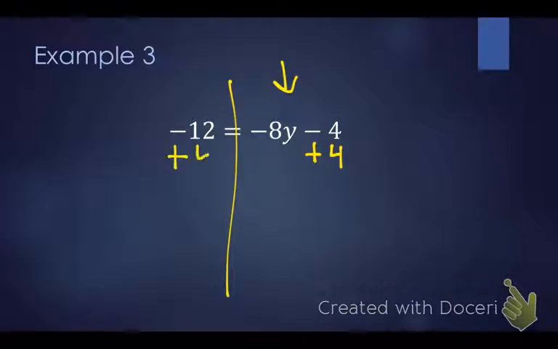We're going to add 4 and negative 12 plus 4. Remember, negative 12 is a bill plus 4 is an allowance. So I have $4, but I owe you 12. Do I have enough to pay? No, I still owe $8.